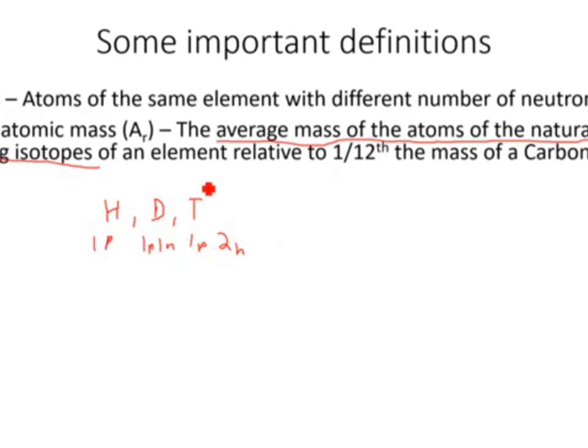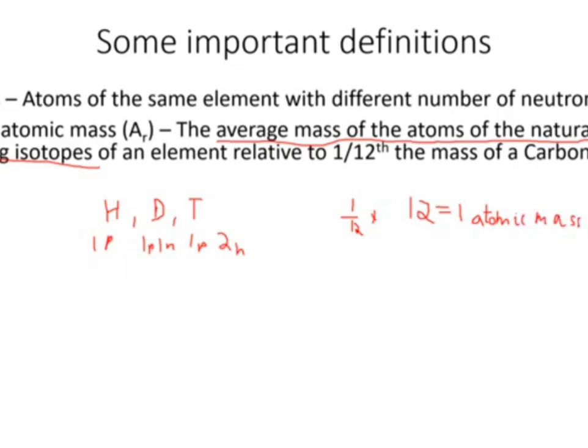So these are isotopes. The average mass of these isotopes is relative to 1/12 the mass of a carbon 12 atom. The atomic mass of a carbon 12 atom is taken as 12. It is taken as a standard. So 1/12 of this number 12 is 1, which is 1 atomic mass unit. Basically, as I've written in the definition, atomic mass unit.